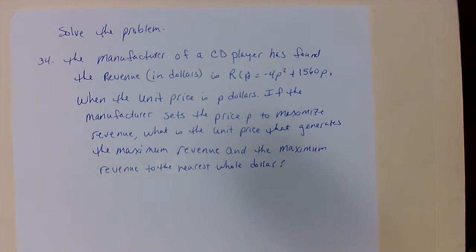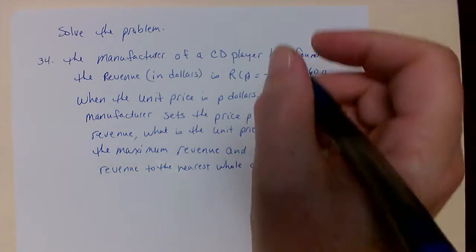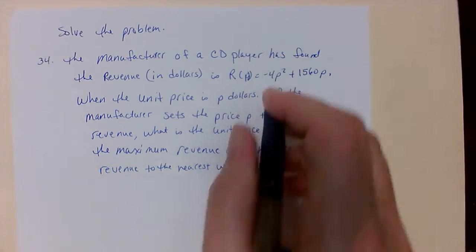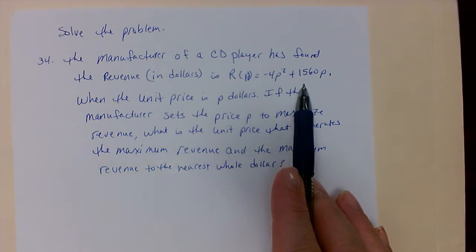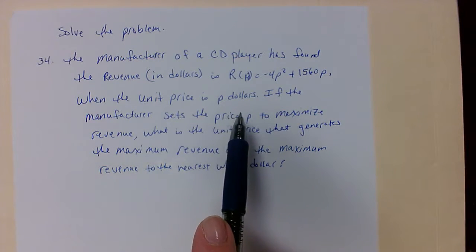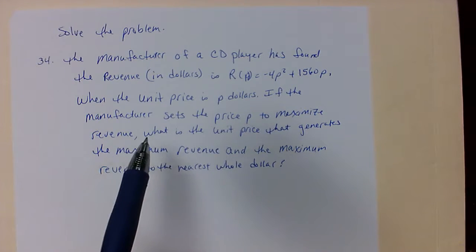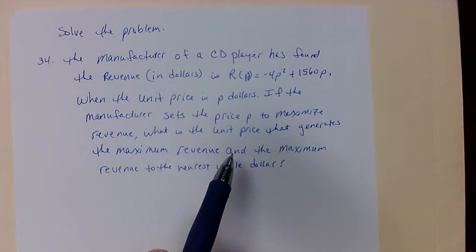So here we're going to solve the problem of a manufacturer of a CD player that has found the revenue in dollars in this function of R of P is equal to negative 4P squared plus 1560P when the unit price is P dollars. If the manufacturer sets the price P to maximize revenue, what is the unit price that generates the maximum revenue and the maximum revenue to the nearest whole dollar?